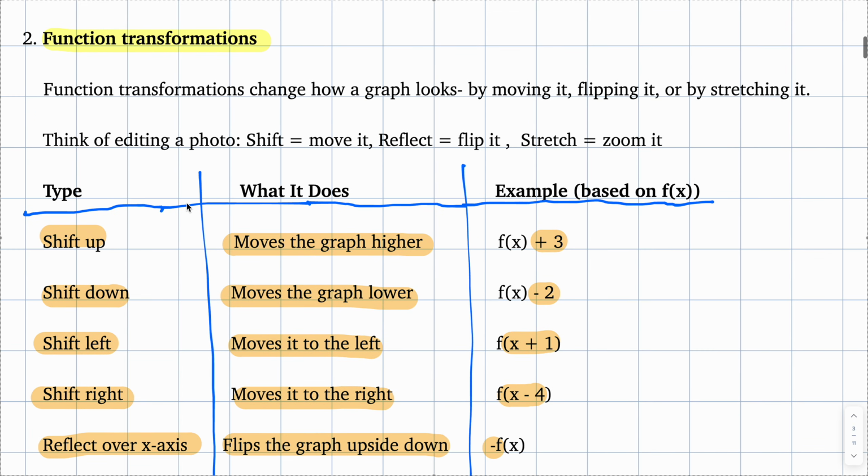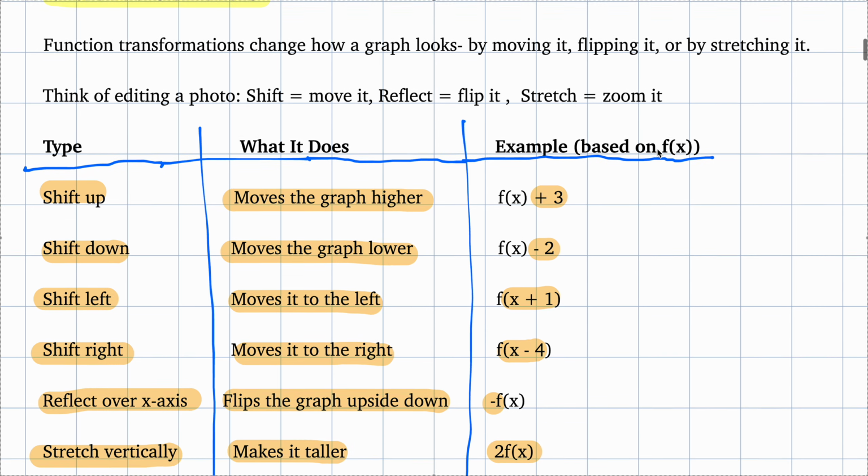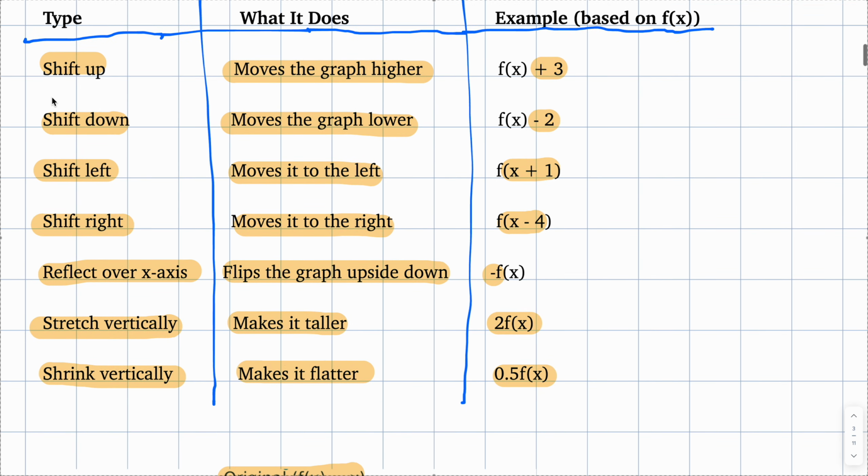Let's talk about transformations. Function transformations change how a graph looks by moving it, flipping it, or stretching it. Think of editing a photo. A shift is moving it, reflect is to flip it, and stretch is to zoom it. Here, let's look at this.